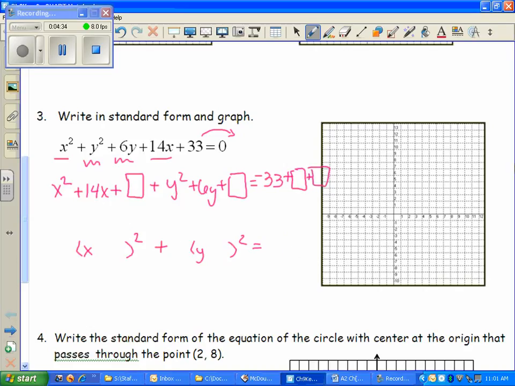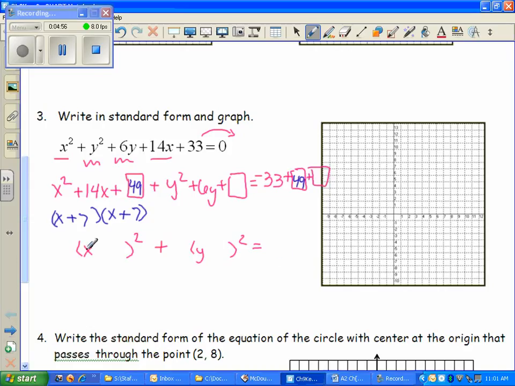To get there, I need to factor my x's. So I'm going to factor these here. I'm going to say x, and what you always do is you do half of 14. Half of 14 is a positive 7. So these will both be x plus 7. 7 times 7 is 49. So over here we'll also put 49.